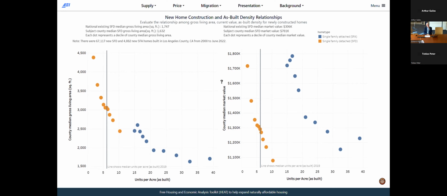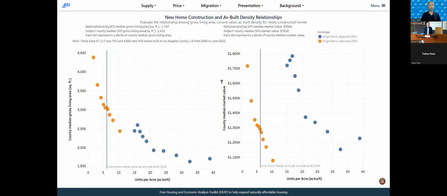in thousands of dollars. We analyzed 67,000 single-family detached units that were built in Los Angeles from 2000 to mid-2022, and a little under 5,000 single-family attached units over the same time period. Each of those groups is then divided into deciles. So each dot represents one-tenth of the units analyzed, either single-family detached or single-family attached.